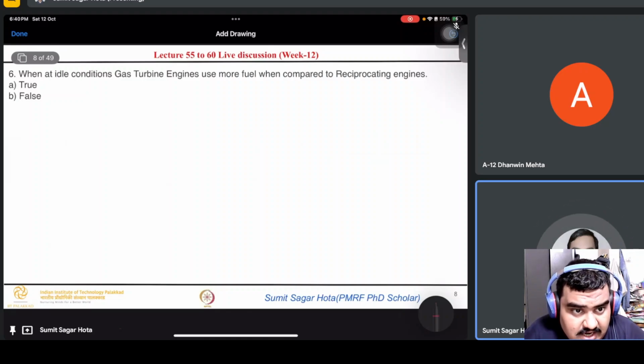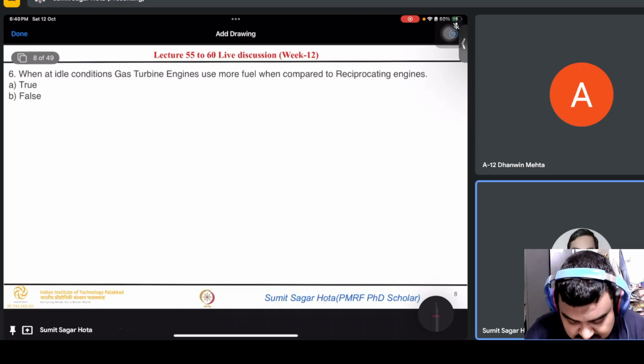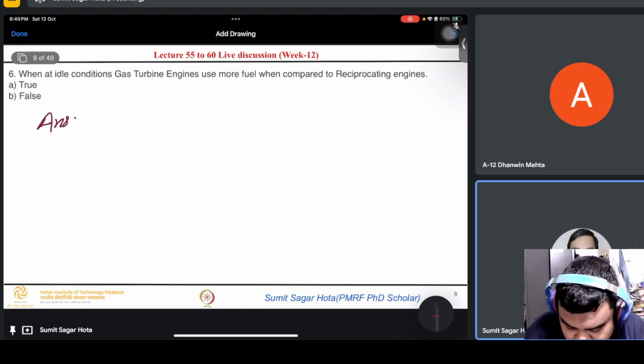When at idle condition, gas turbine engines use more fuel when compared to a reciprocating engine. Idle condition obviously means in general less fuel consumption, but when there is a comparison between a gas turbine and a reciprocating engine, a reciprocating engine has more rotating or reciprocating parts, so that is the reason it requires more fuel compared to a gas turbine engine. Gas turbine engines are also lightweight, because of fewer moving parts. That is the reason it requires less fuel in idling condition.